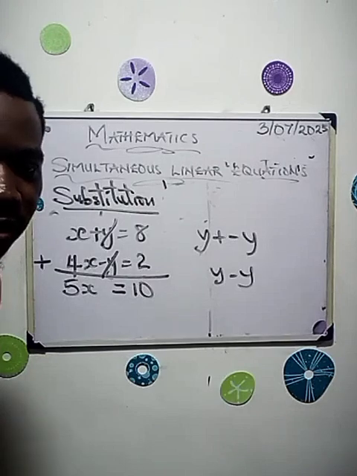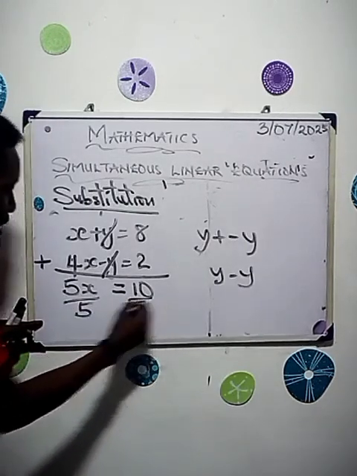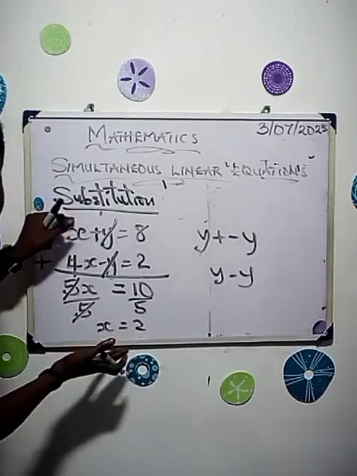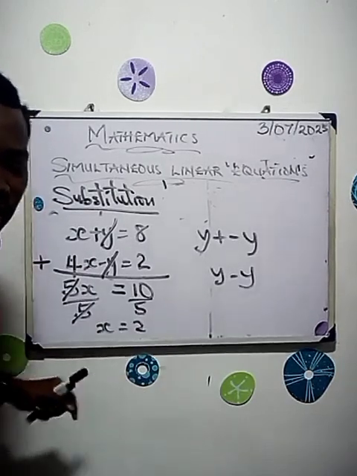8 plus 2, 10. Then what's the next thing? The value of x. Divide by 5, divide by 5. 5 cancels 5, and x equals 2. So you see how short the elimination method is? Quickly we've gotten the value of x to be 2. Now what's the next thing?